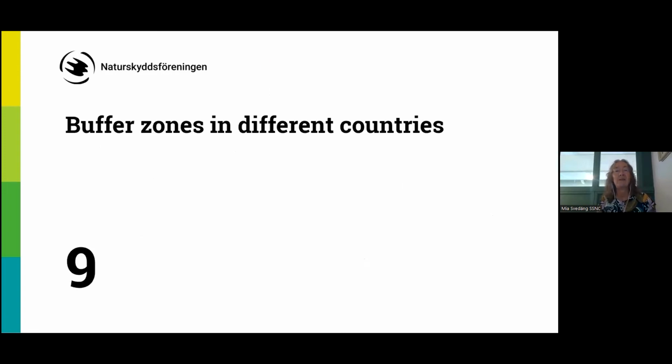I will finish by saying a few words about buffer strips in different countries, and also a few words about the upcoming nature restoration law, which I think is very importantly and interestingly connected to the buffer zones.